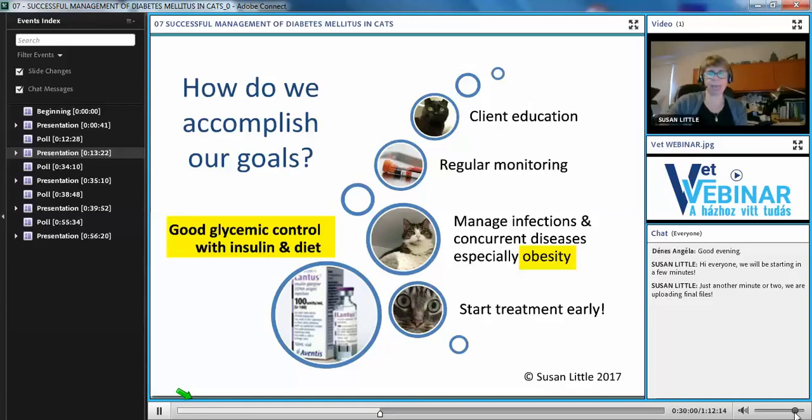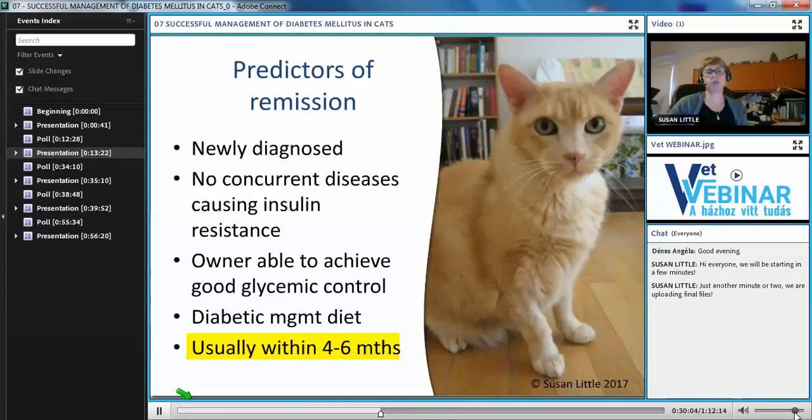So I said I'd mention what are the predictors of remission, and so that's my own cat in the picture there. My own cat, Poodle. This is Poodle again, and Poodle is not a patient that we would expect to get remission in, mainly because he had a concurrent disease. He had chronic pancreatitis.